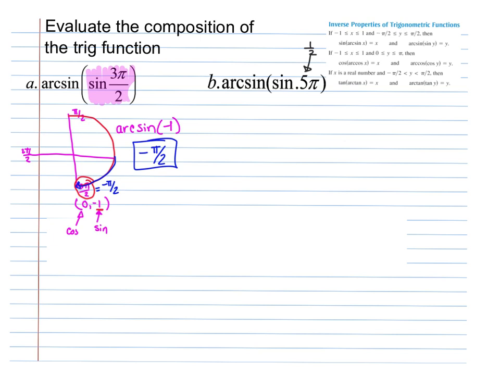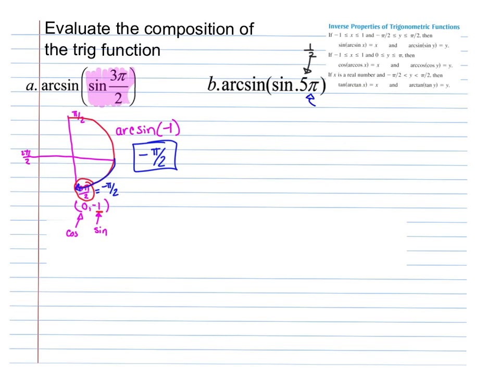For part B, I know this looks a little different because it says 0.5 pi, but we know that 0.5 is the same thing as a half. So this right here, let me make sure, is basically pi over 2. Half times pi is pi over 2. And if you need to make a chart, this is pi over 2. And we know that the ordered pair at pi over 2 would be 0 and +1. So now we have that arc sine is going to be +1.